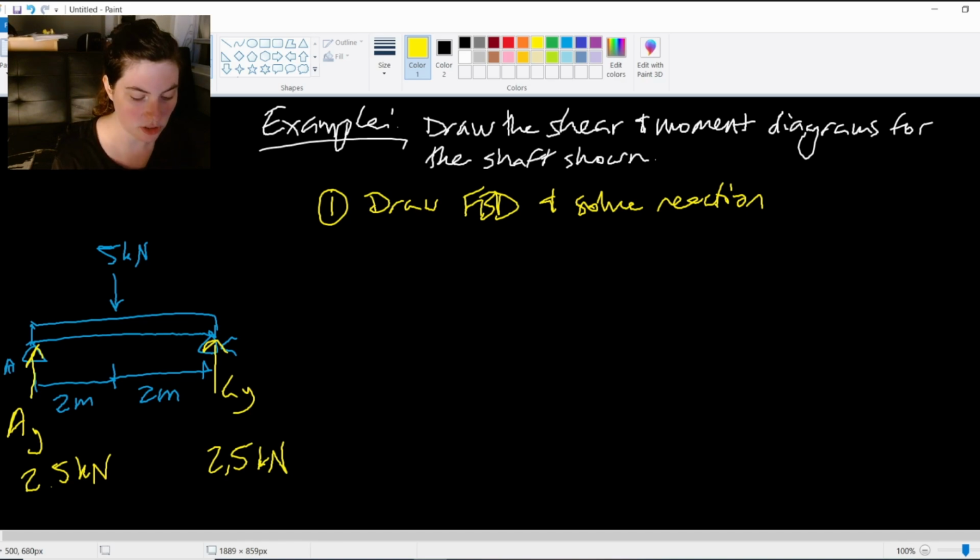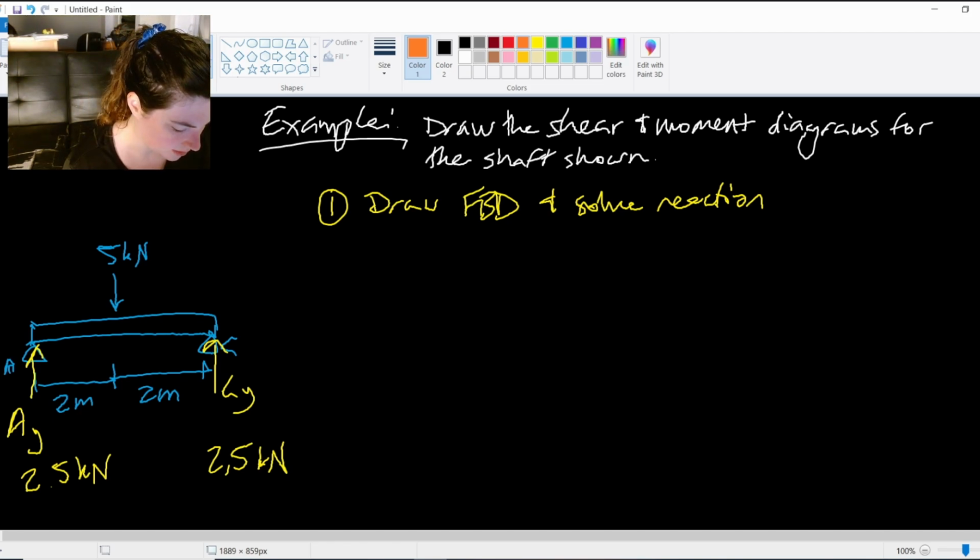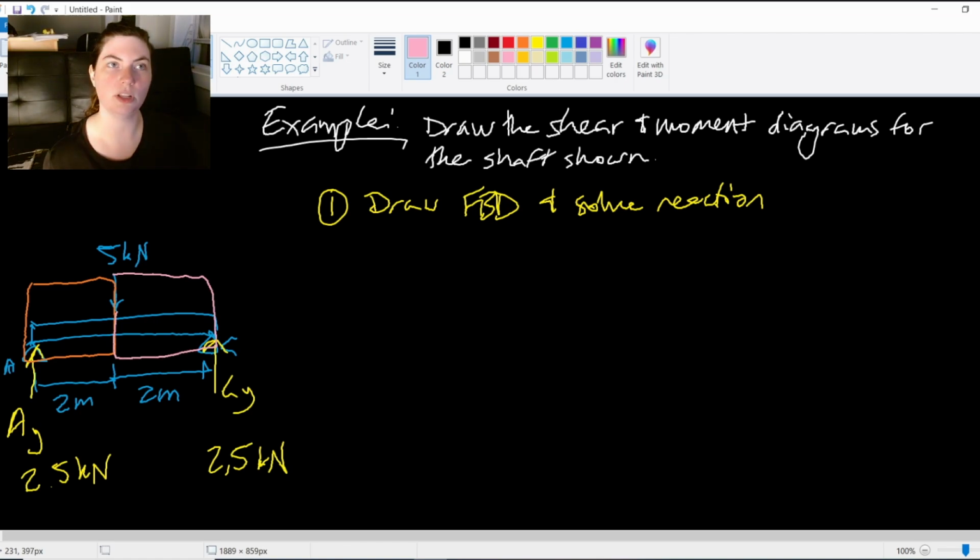So we said our regions of load continuity are anywhere where the loading is the same, but if we have applied forces, it breaks up that continuity. So in this case, I have this first region, right up until we hit that 5 kilonewtons. And then I have my second region here. Right, we always start from the left and we come out on our region. So I have 2 regions that I'm working with.